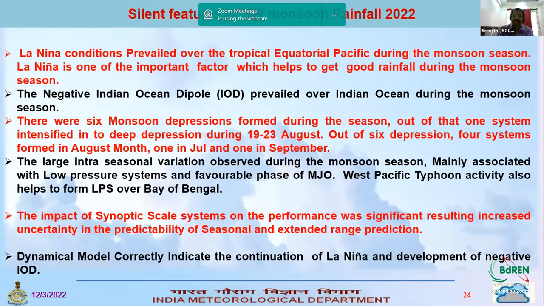The impact of synoptic scale systems on the performance was significant, resulting in increased uncertainty and predictability issues at seasonal and extended scale. In the climate change scenario, this is the condition we have to face. Our dynamical model correctly indicated the La Nina development and negative IOD during the monsoon. Thank you.